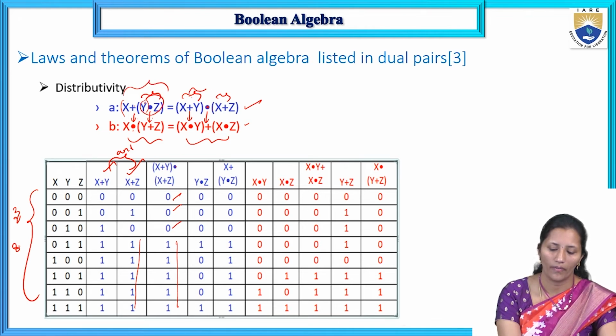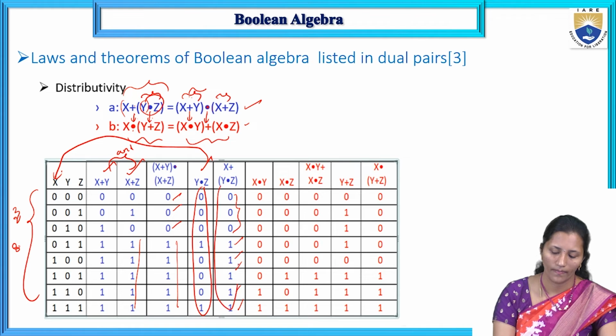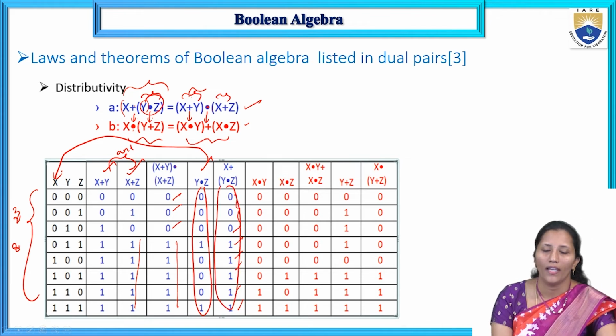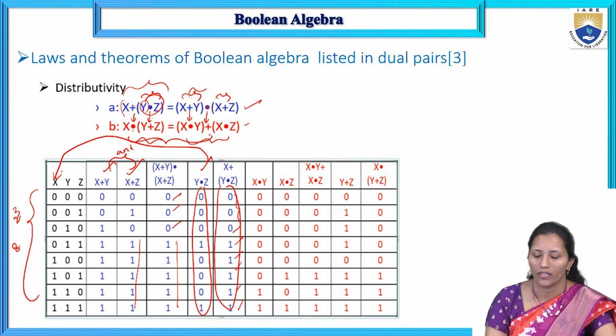So first we perform y and z, and this is ORed with the x. So this will be ORed with the x values. OR operation: if any one of the input is 1, automatically output is 1, otherwise it is 0. So these both we are getting same values. Hence it is proved that x plus y into z is equal to x plus y dot x plus z. So like that we have to prove for the duality of that equation also.